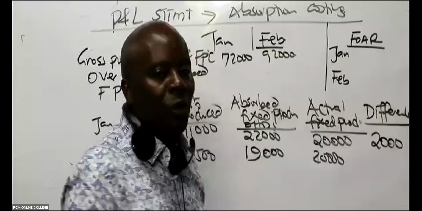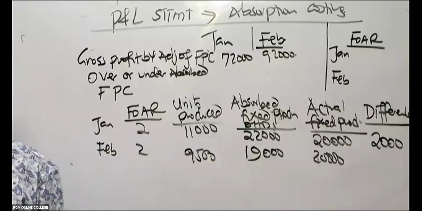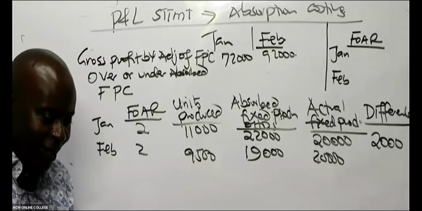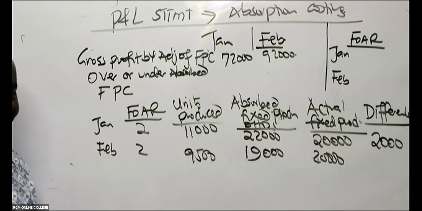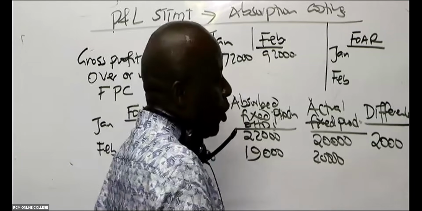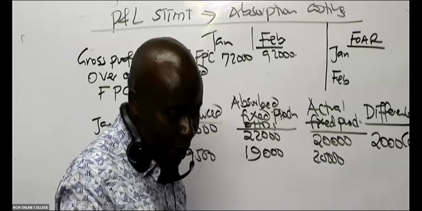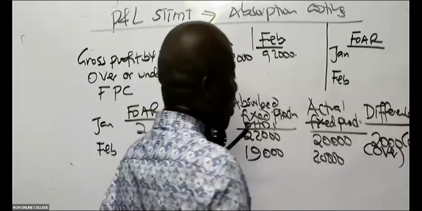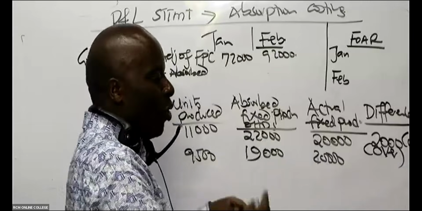So is this over absorbed or under absorbed? I want you to tell me whether it's over or under absorbed. Because the absorbed was higher than the actual, this is what we call over absorbed. Sorry for that, because I can see so many guys, even online, are giving me the opposite. For January, it's over absorbed because the absorbed is more than the actual.